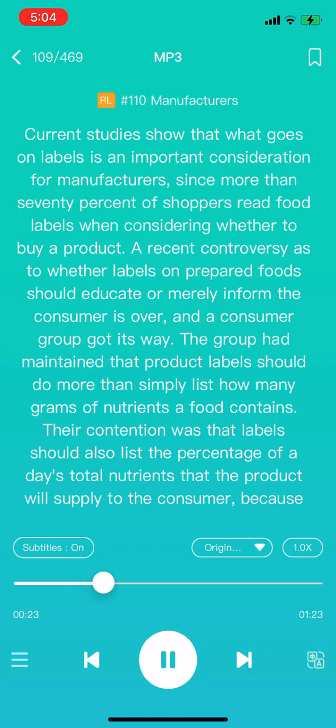The group had maintained that product labels should do more than simply list how many grams of nutrients a food contains. Their contention was that labels should also list the percentage of a day's total nutrients that the product will supply to the consumer, because this information is essential in planning a healthy diet. A government agency disagreed strongly, favoring a label that merely informs the consumer. In other words, a label that only lists the contents of the product. The agency maintained that consumers could decide for themselves if the food is nutritious and is meeting their daily needs.